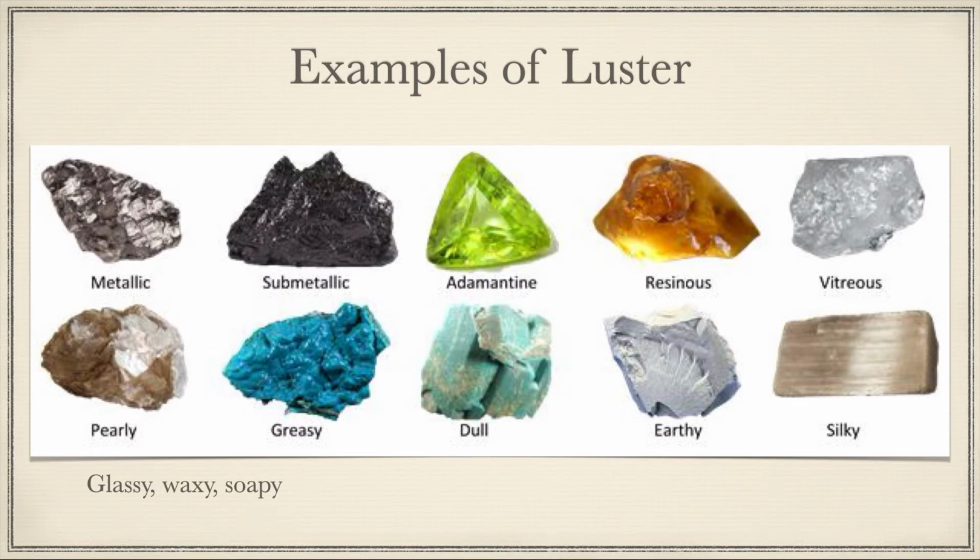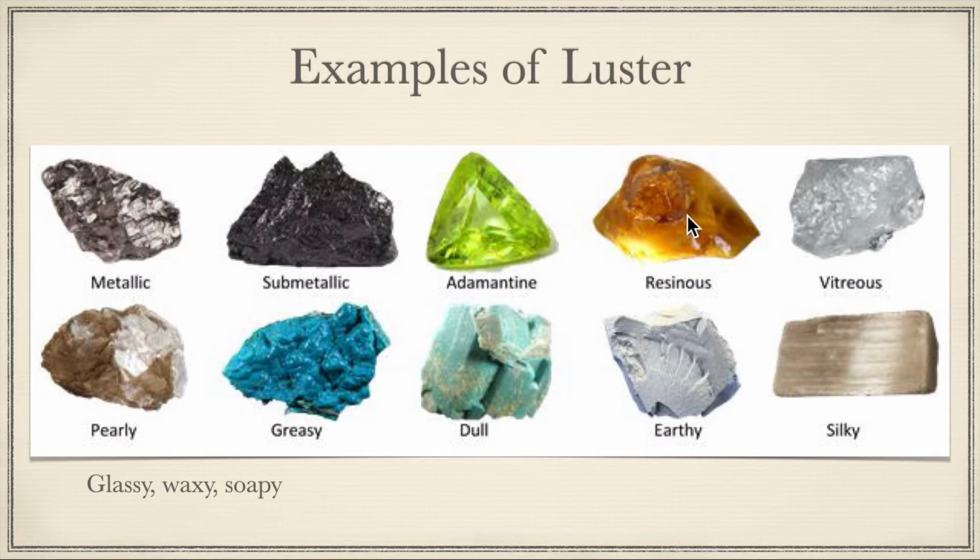So some examples of luster. You got metallic, you got submetallic, which is shiny, usually not silver or gold looking, but maybe black and shiny or something like that. So we call that submetallic. Adamantine, which kind of looks like diamond or glass. Resinous, kind of looks like plastic. Vitreous, pearly, greasy, dull, earthy, silky. You can also have glassy, waxy, soapy, etc.